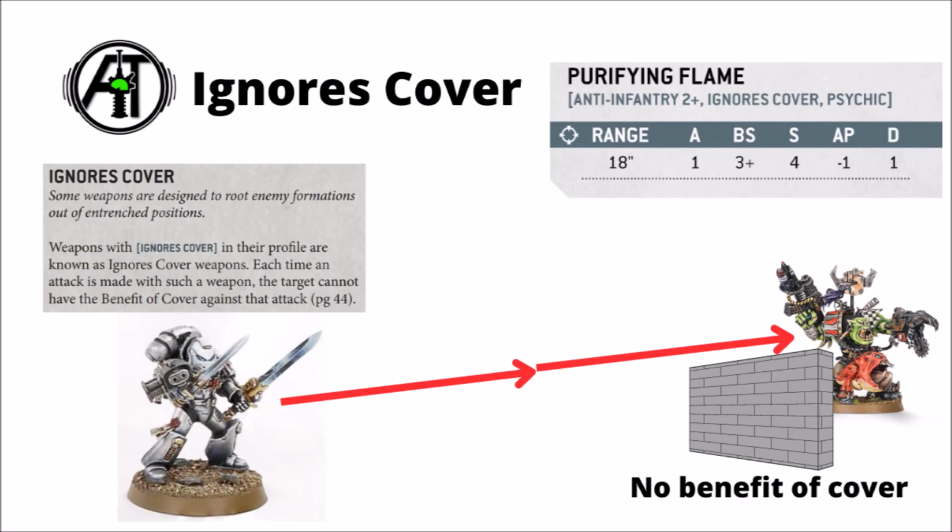One example is this Purifying Flame cast by the Grey Knight here. If you didn't have the keyword, then the Orc War Boss will get the benefit of cover and the +1 to their save due to this wall partially obscuring him. Without it though, he'll just be saving on his regular armor save or an invulnerable save if he had one, the armor save modified by the AP -1.